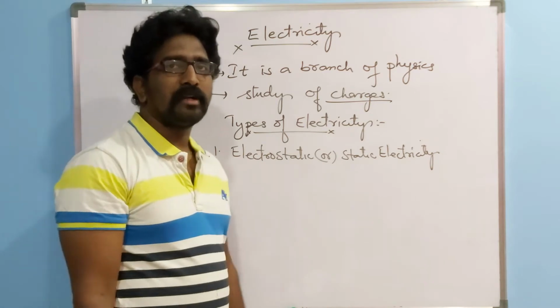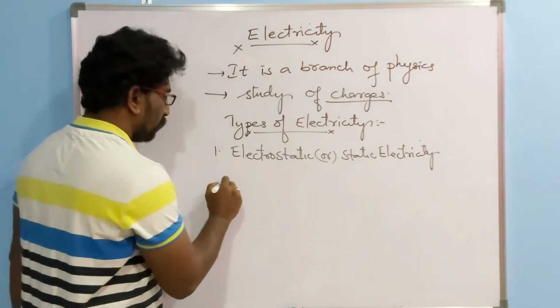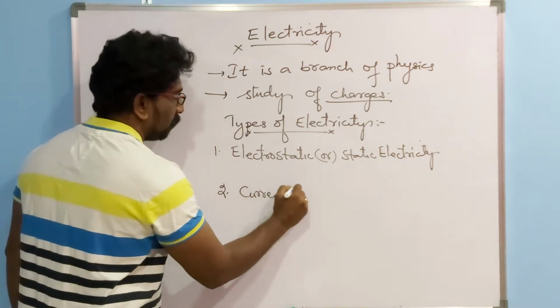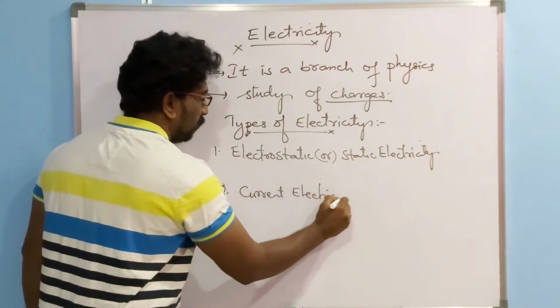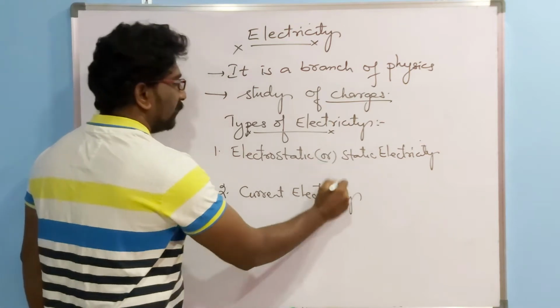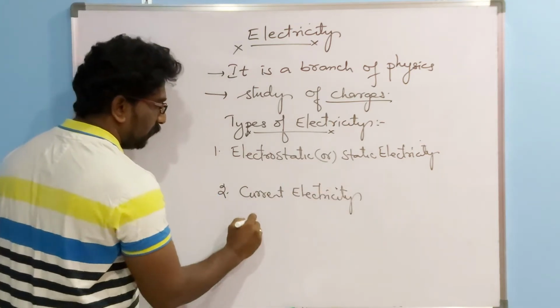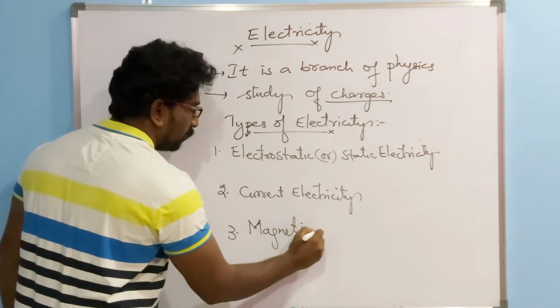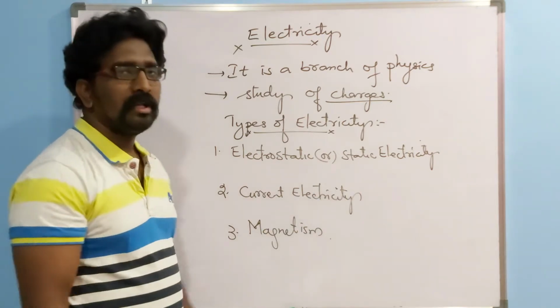Then the second kind of electricity is called current electricity. And the third kind of electricity is called magnetism.